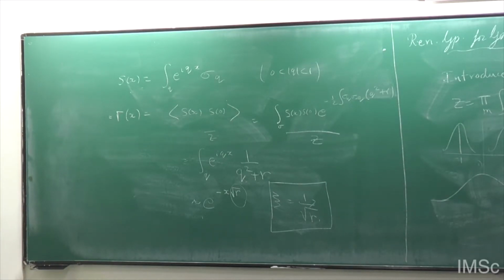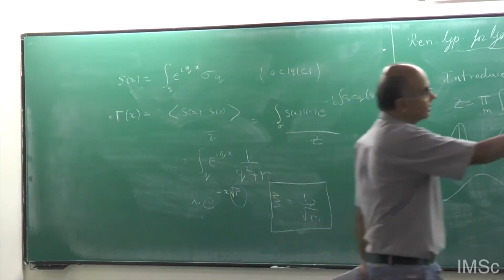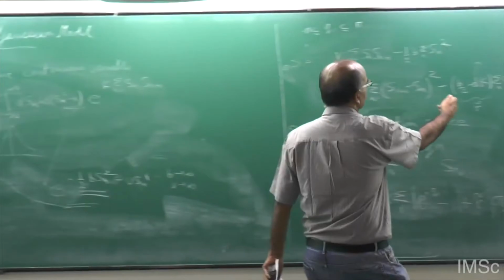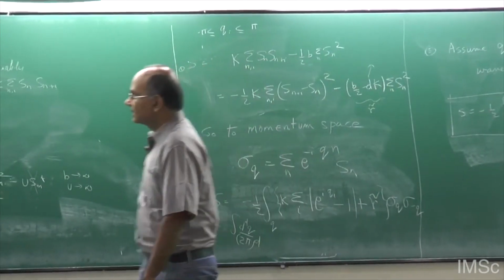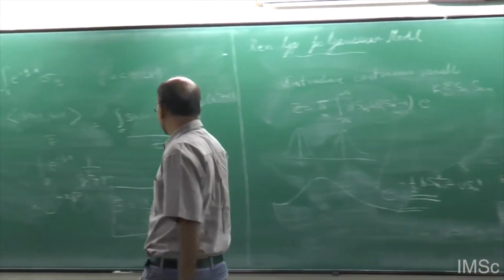Is this point clear? So this R that we got in this, which is all this to some scale, is basically giving you the correlation length.